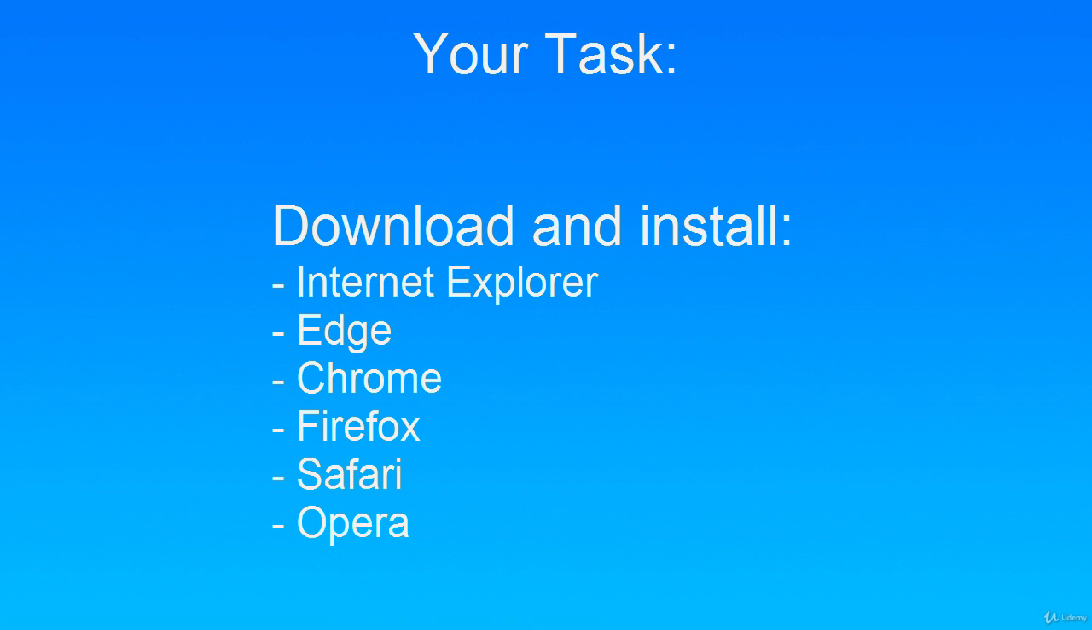Your task for this video is to download and install all 6 of these browsers. Now, depending on your computer, all 6 may not be available to you, so try to get as many as you can. As a bare minimum, try to get Internet Explorer, Firefox, Chrome, Safari, and Opera. If you can't get Microsoft Edge because you're on an older Mac or an older Windows system, that's fine. But download and install as many as you can.